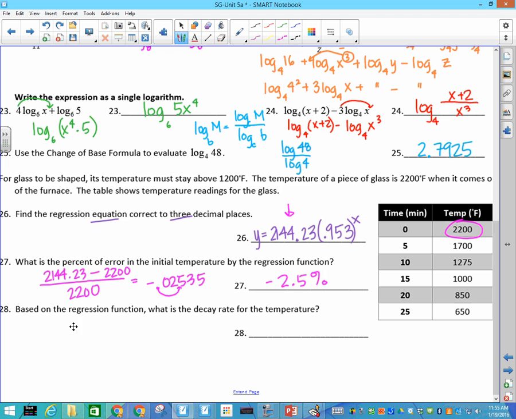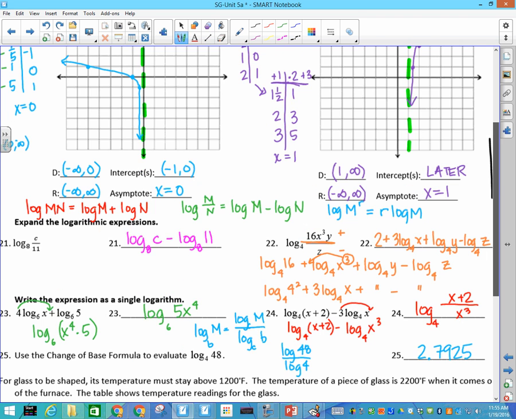Last one. What is the decay rate? We take this number, 0.953. If it's bigger than 1, I'm going to subtract 1 from it. If it's less than 1, I'm going to subtract it from 1. And that's going to give me 0.047, which again, I changed to a decimal, and that is going to be 4.7%.